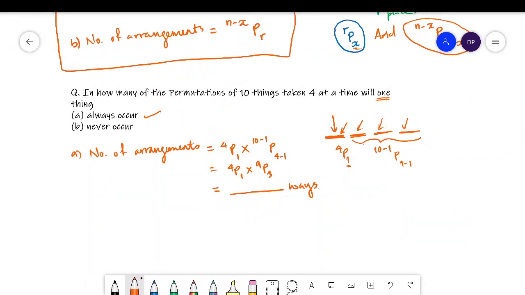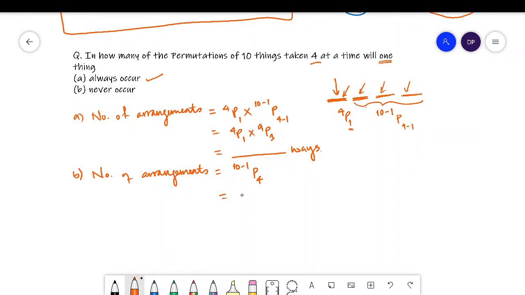Now let's go for part B, when one thing never occurs. So subtract that thing from the total number of things. So number of arrangements will be equal to (10 minus 1)P, but we have to take 4 things. We are taking 4 things at a time, so which is equal to 9P4, which will give you a value. We can do it manually or you can use a calculator. That many ways. Hope it is clear.